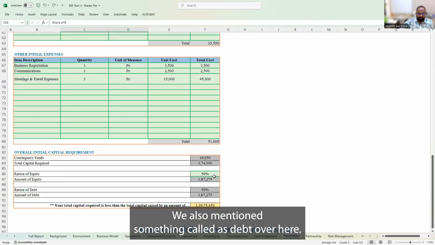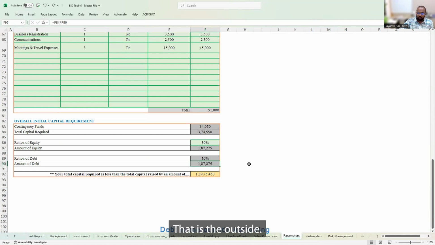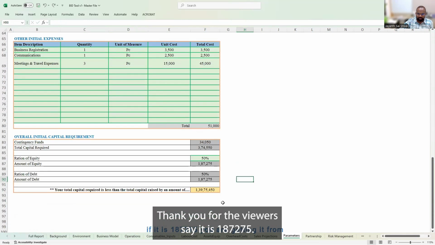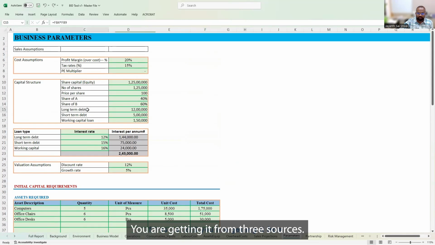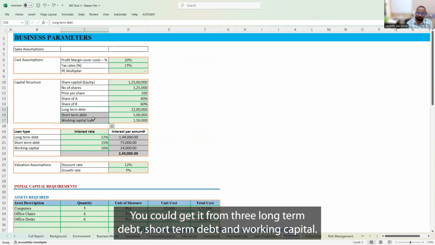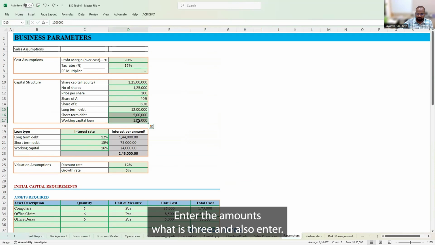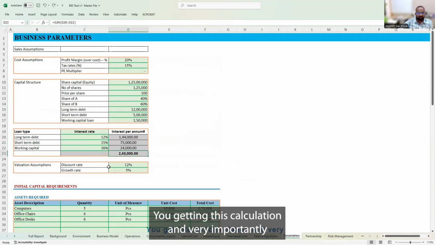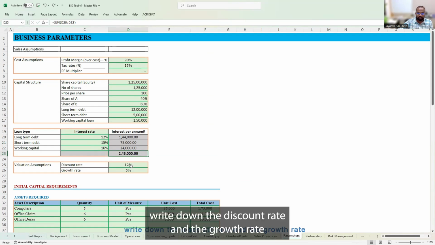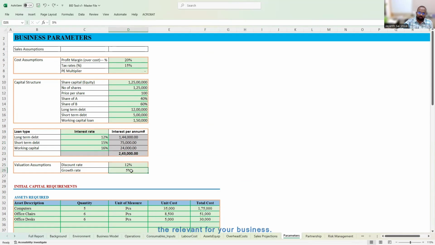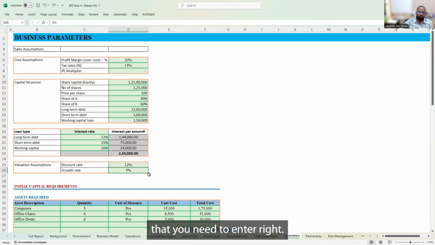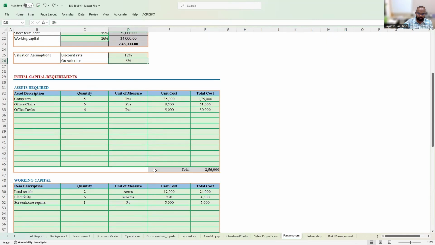Apart from that, we have also mentioned something called debt over here. Debt is the outside borrowing that you get for a business. Say it is 187,275, and you are getting it from three sources: long-term debt, short-term debt, and working capital loan. Enter the amounts for these three, and also enter the interest rates for these debts. You get the interest calculation, and very importantly, write down the discount rate and the growth rate relevant for your business. These are the important business parameters that you need to enter and be aware of.